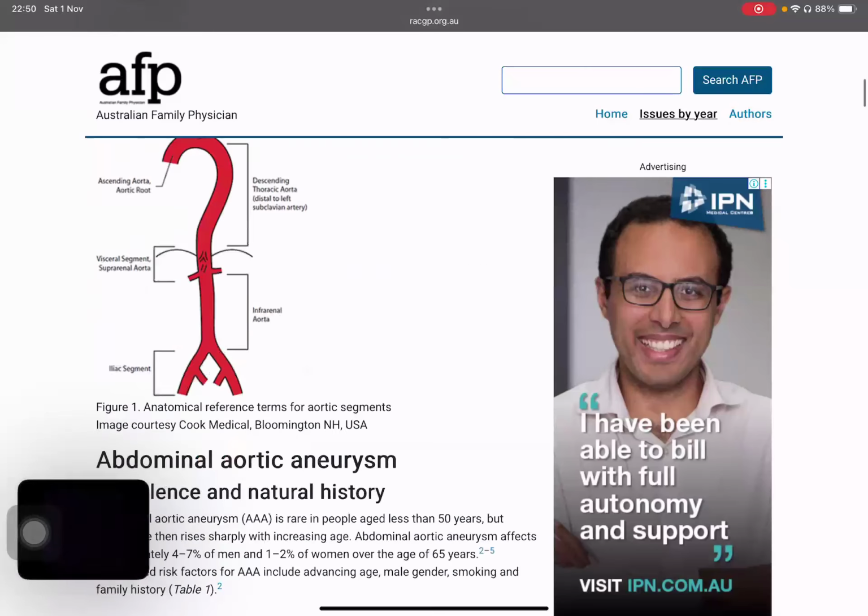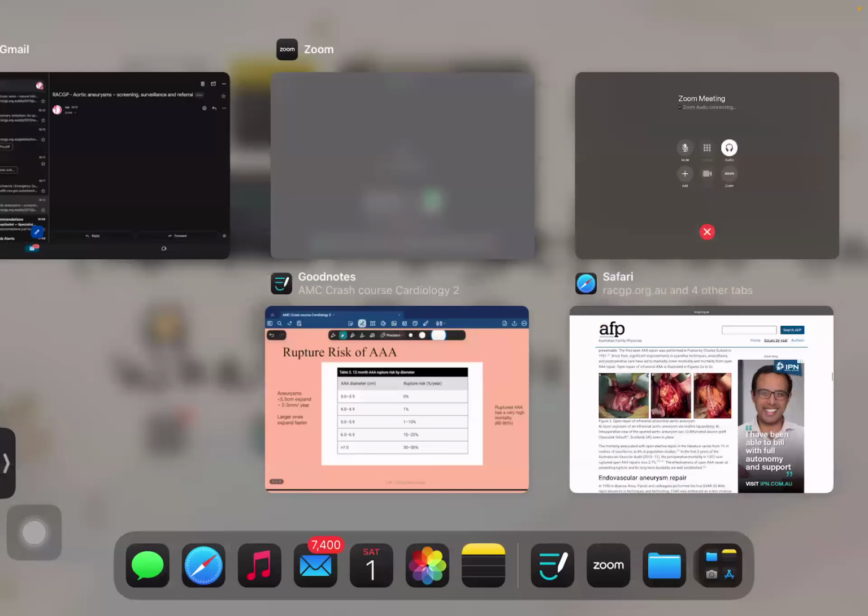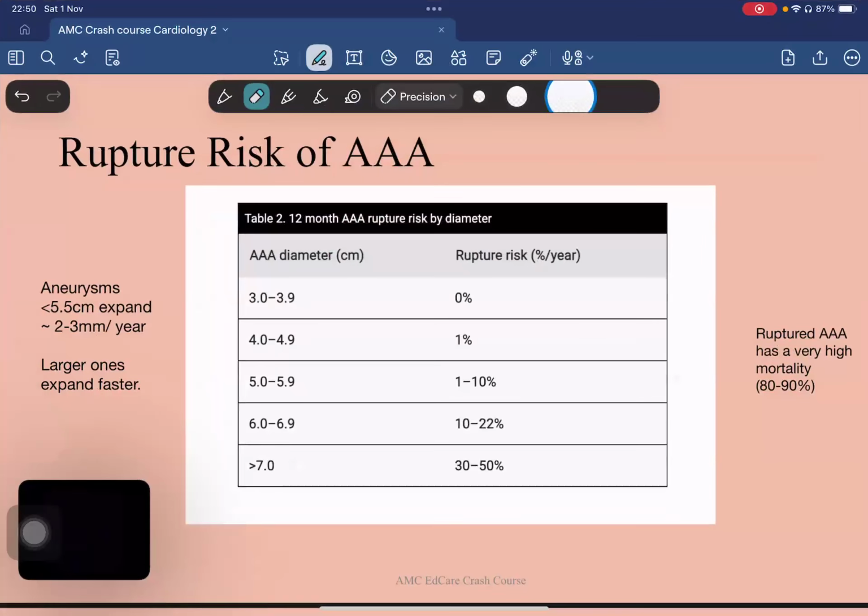So this is basically what I followed. You all can have a read through. It's like a shortened version of this article that I'm reading. So just remember that small aneurysms, which we call under 5.5 centimeters, grow slowly.